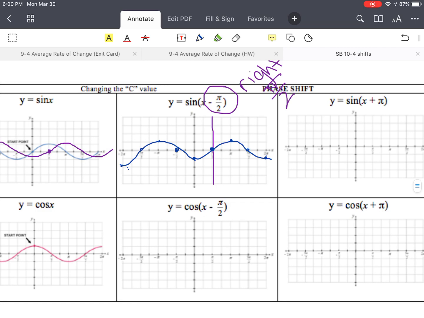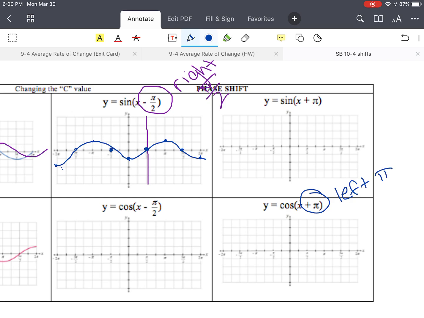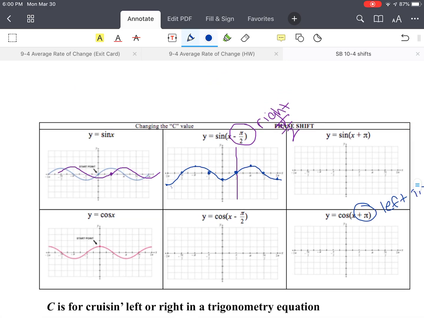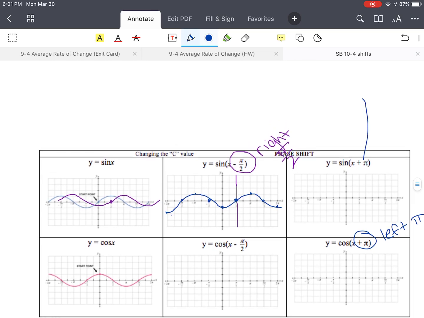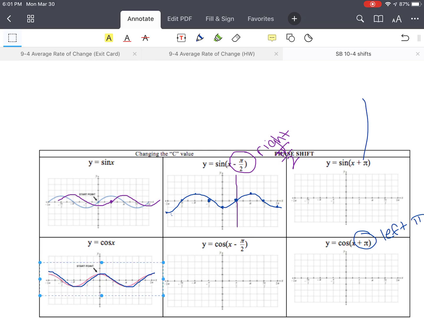Let's do cosine plus pi, this one down here. This means I'm going to take my cosine graph and shift it to the left pi. Left because it's a plus. When we're dealing with things inside the parentheses, it's opposite of what we would expect. So again, just as a visual, here's my original cosine. I want to take this graph and shift it left pi. It's going to look like that. Same exact graph, just shifted to the left pi units.